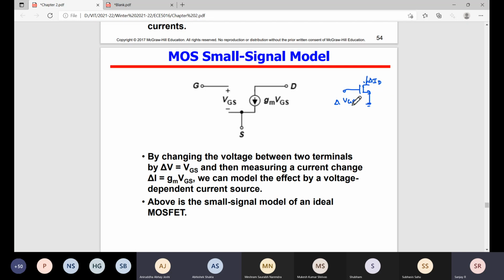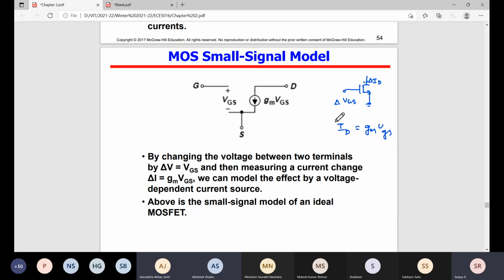What is the relation between current and voltage? Transconductance. In a MOSFET we apply the voltage and the output we observe is current. The parameter relating the change is called transconductance, so I can represent it as gm into vgs. VGS is the input, and varying VGS will change the current.